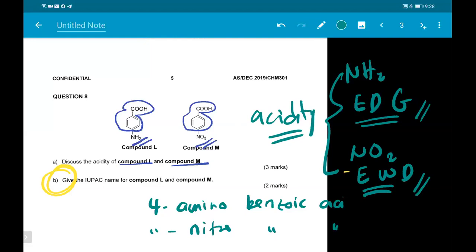Okay, which one will increase the acidity, which one will reduce the acidity? The answer lies on this, whether it is the electron donating group ataupun electron withdrawing group. EDG dengan EWG. Okay, clear. Alright, yang itu adalah penjelasan untuk 8A. Untuk 8B tadilah korang dah berjaya jawab soalan tadi, 4-amino benzoic acid and 4-nitro benzoic acid.